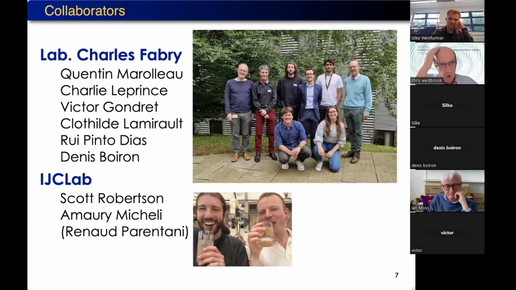And before I do so, I would like to acknowledge my collaborators. There they are in a picture. This work is largely the content of the PhD thesis of Victor Gondret, who is working on writing up his thesis. So if you want to know more, in 6 months there may be a long document describing this work.